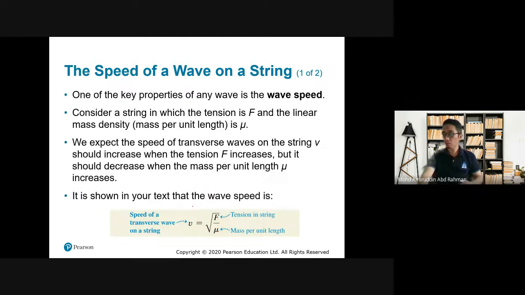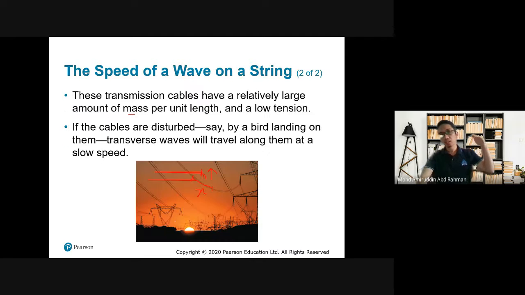So whenever you relate this with the equation, it means you have a very big mu. Mu is very large, and then F is still similar. So when mu is large, we have v as small. That's why we don't see much motion on the cable. That's why it is designed like that.